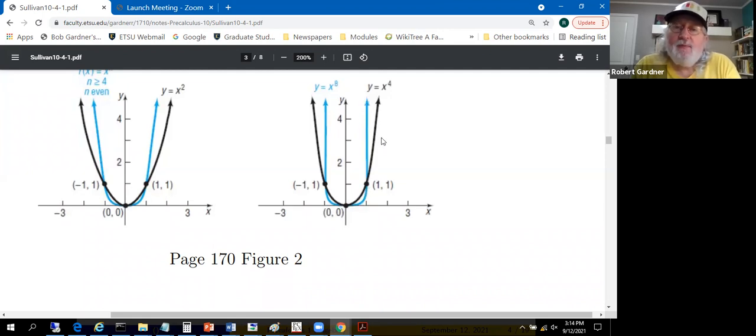And what you see comparing x to the fourth to x to the eighth is between -1 and 1, the blue points are closer to the x-axis than the corresponding black points. Greater than 1 and less than -1, the blue points are further from the x-axis than the corresponding black points. And it's hard to find corresponding points because this one grows so quickly.